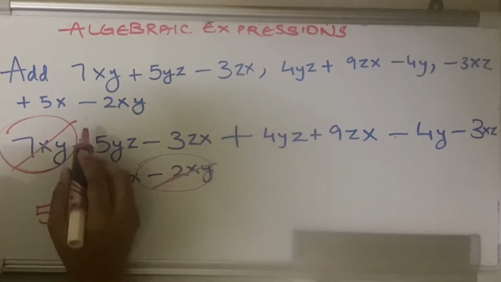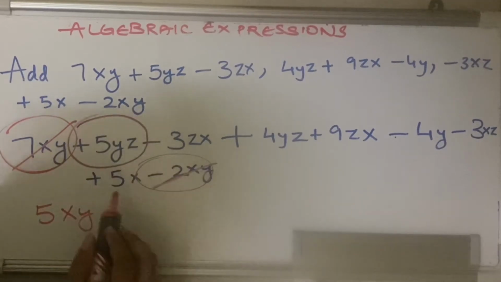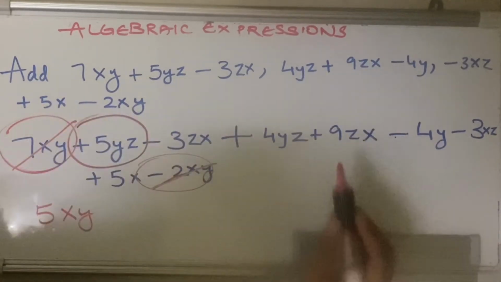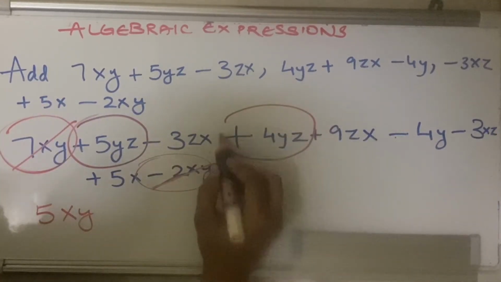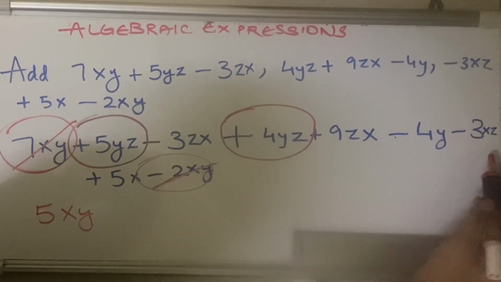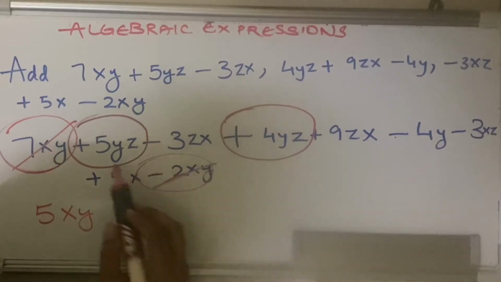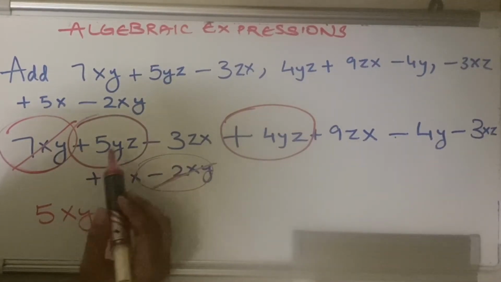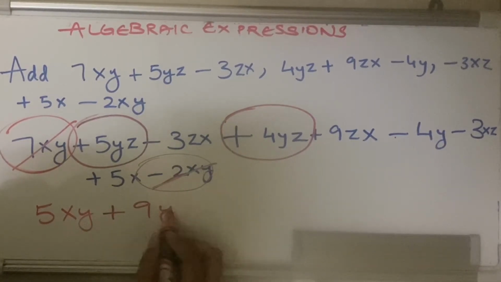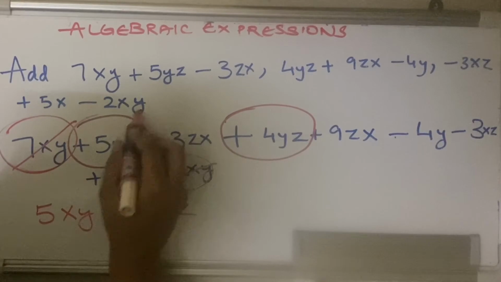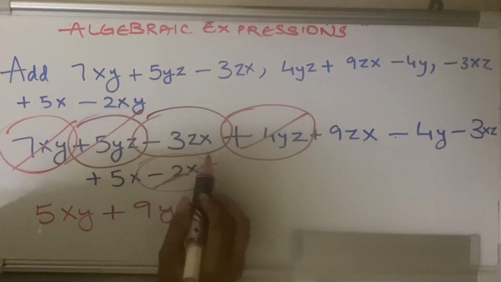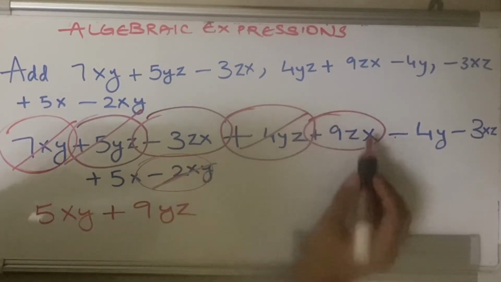Now which is my second term? My second term is plus 5yz. Let me see the same variable coming in the next expression. I have plus 4yz. In the third expression I have minus 3xz, this is xz, not yz. So basically only these two I have, right? So plus 5yz plus 4yz would give me 9yz. Clear? Now that is also done. Now the third one I have is minus 3zx. Minus 3zx, I have plus 9zx.